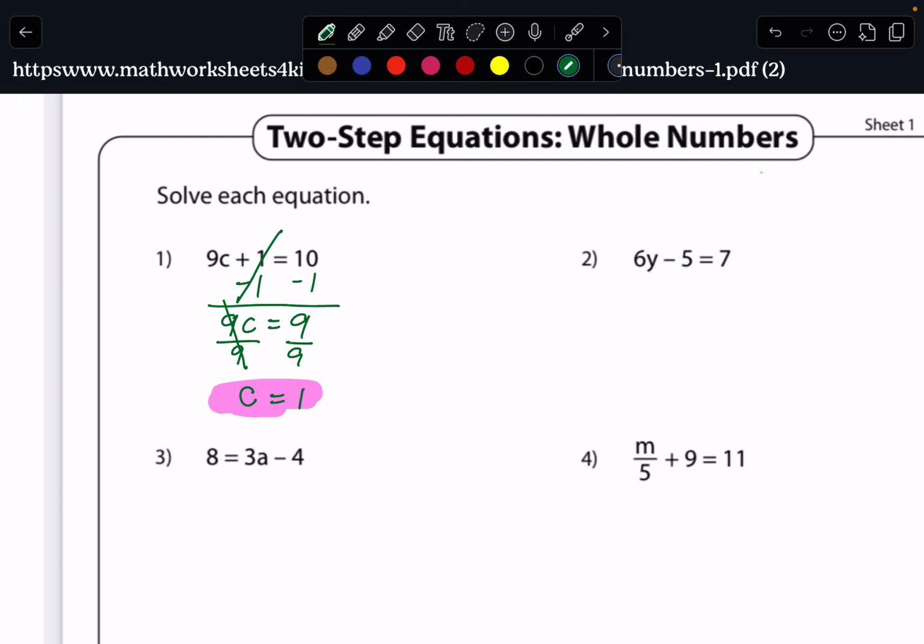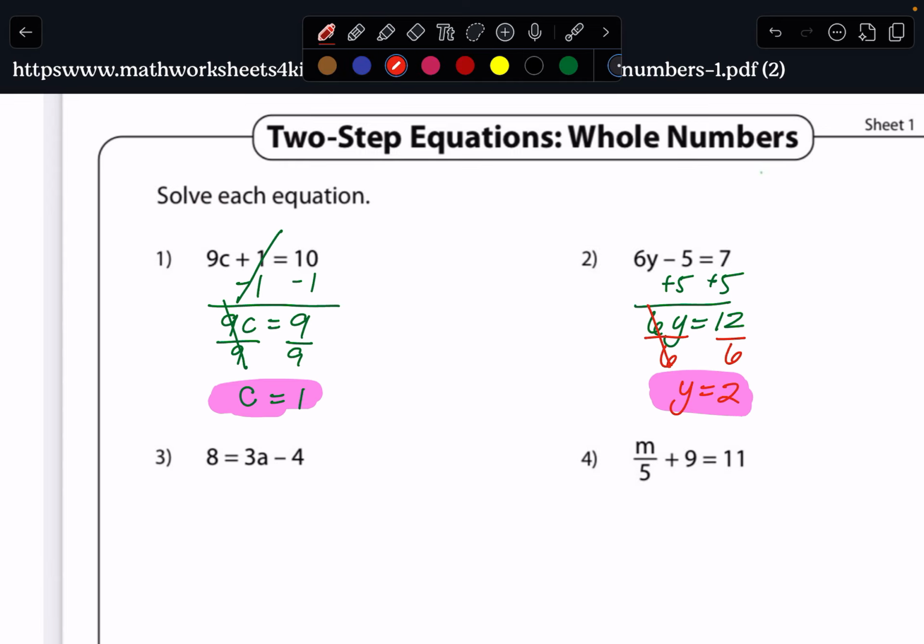Let's do number 2. Okay? I have 6y minus 5 equals 7. Okay? So again, I want to get this by itself, but in order to do that, I need to add the 5 to both sides, where I get 6y is equal to 12. I need to isolate, get rid of everything next to that y. So remember, this is being multiplied, so I'm going to divide because that's the inverse, and I get y is equal to 2.